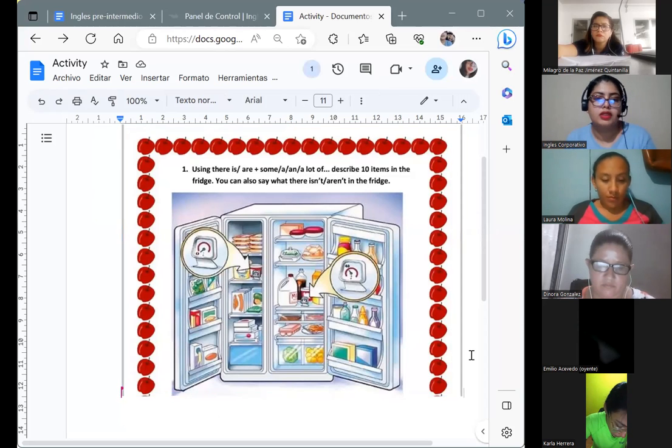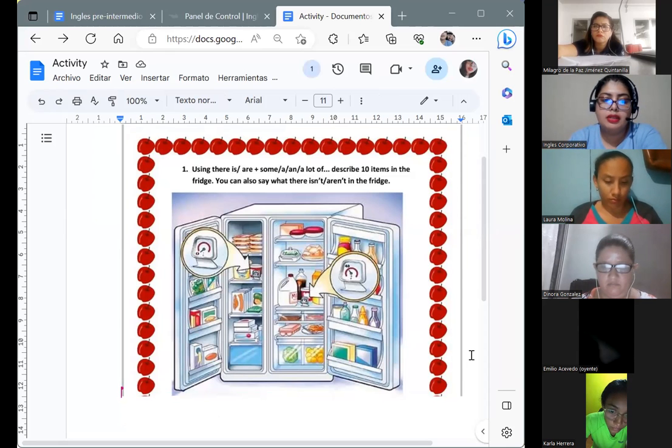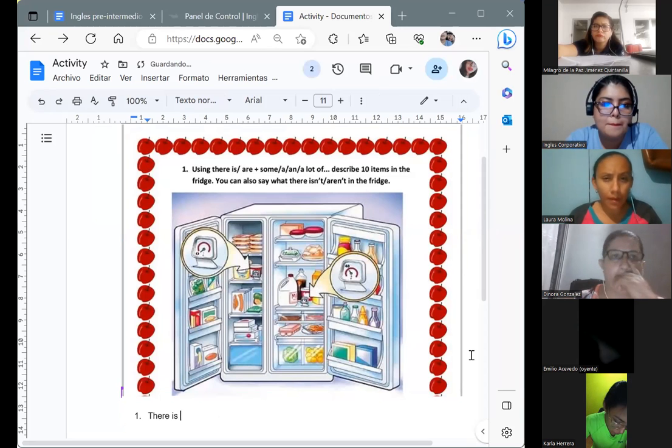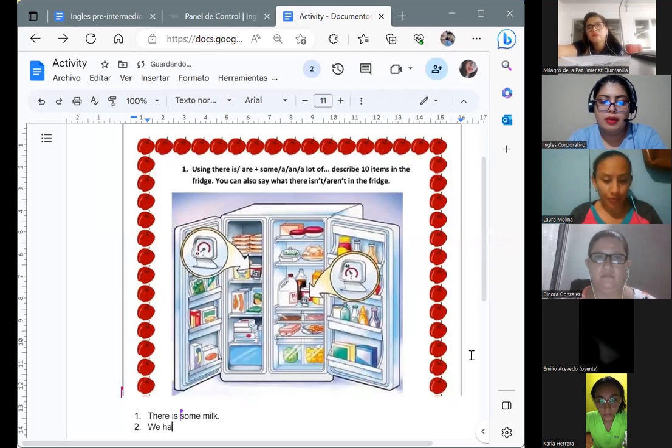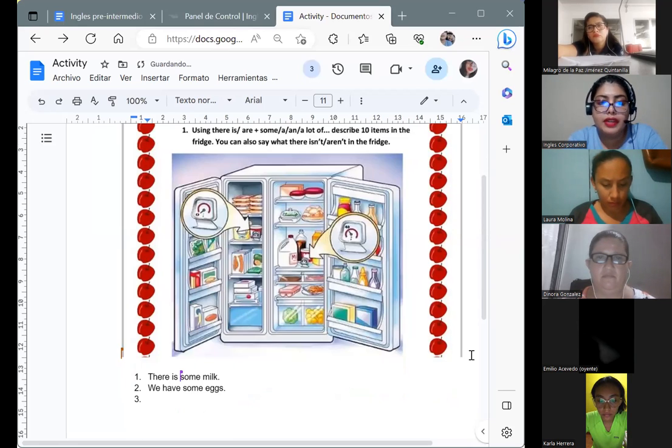Ahí pueden ver diferentes elementos. Ustedes lo que van a hacer es escribir debajo de la imagen. Ustedes pueden ir poniendo number one y poner there is, let's see, some milk. There is some milk. Y ya tienen su frase número uno. Number two. We have some eggs. For example. We have some eggs. Y si hay algo que ustedes no ven en el refrigerador, pueden poner there isn't.